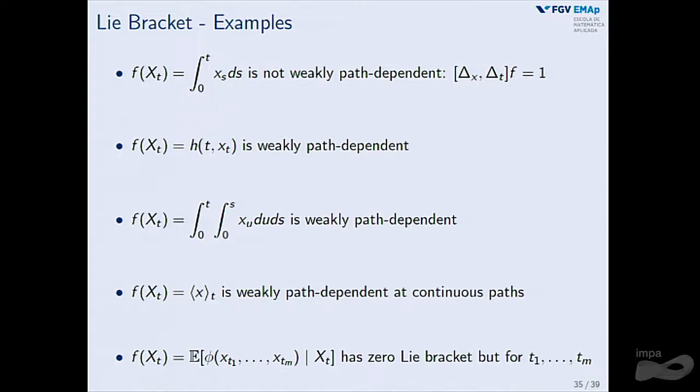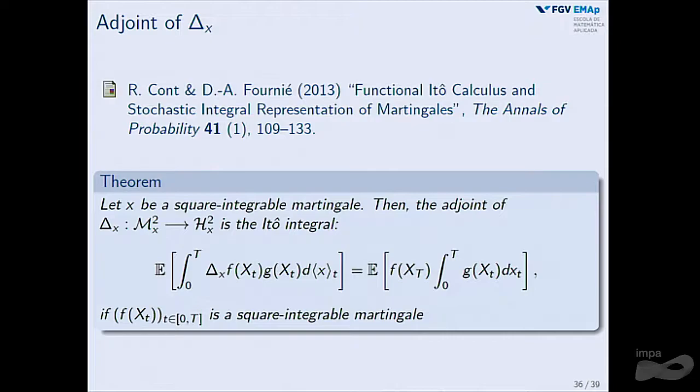But for the time still t_m. And this is nice compared to the results found by Fournier and his co-authors in 1999 to compute Greeks not doing the derivative, which is this result. One of the main things we did was that delta x, the adjoint of delta x, is the Itô integral, which was proved by Comte and Fournier in 2013.